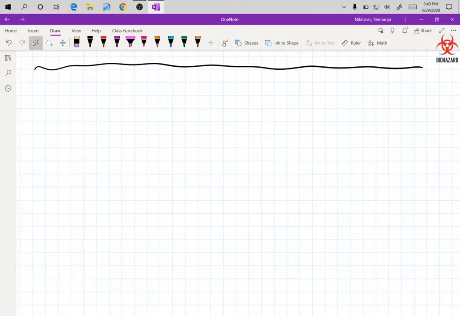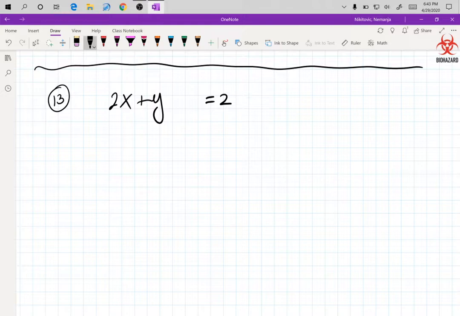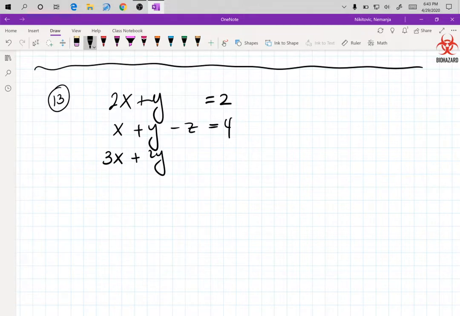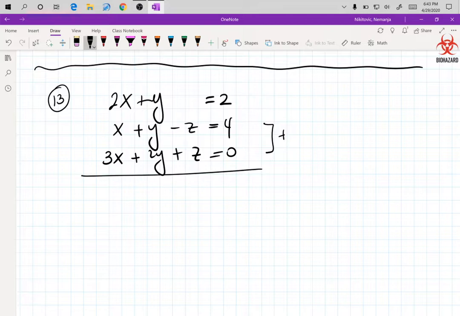So here is problem 13. 2x plus y is equal to 2, and there is no z. x plus y minus z is equal to 4. And 3x plus 2y plus z is equal to 0. I don't know if you can get an easier system in the 3x3 realm. Because look at it, I don't even have to multiply these equations. If I just add them, they will kill z right away.